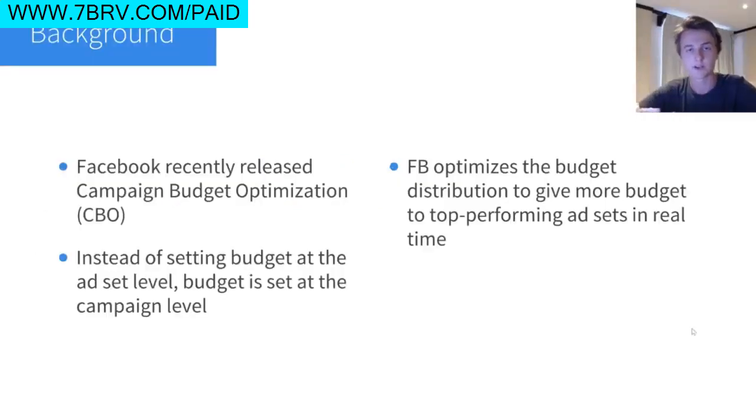So to start off, I want to give you guys a little bit of background about this strategy. Facebook recently released a new feature called Campaign Budget Optimization, or CBO for short. What Campaign Budget Optimization does is that instead of setting your budget at the ad set level for each individual ad set, you set the budget for the entire campaign, and then Facebook distributes your budget across the ad sets based on the performance in real time. So theoretically, you spend more on your best ad sets and less on ad sets that aren't performing, and overall you get a better return on ad spend.